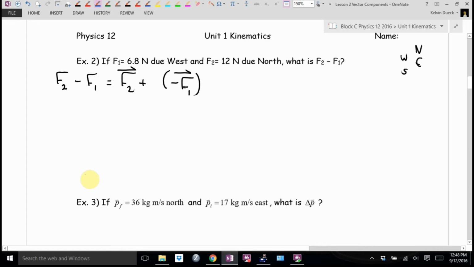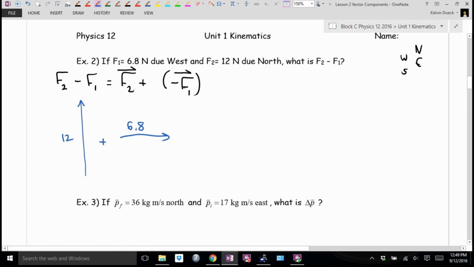Okay, so I'm going to draw a line 12 to the north. Good. Plus, what was F1 originally? In other words, Courtney, read me F1 magnitude and direction as they gave it to me. 6.8 west. What would negative F1 be? 6.8. Loud and proud. So I'm going to point to the right, is all. Okay?